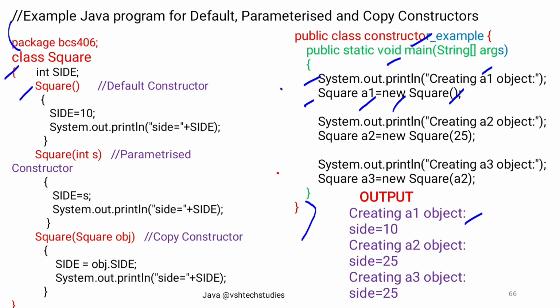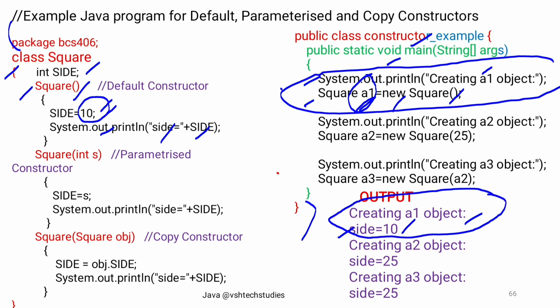So then in the a1 object, whatever data field that is there, side, in the default constructor it is initialized with 10. Side equal to 10 means the data field value of the a1 object is initialized with 10. Then in that constructor one more statement is there. Hence it is going to print "side equal to". So "side equal to" is printed. Then the side value. In that a1 object what is the side value? 10 is printed. So this part of the output is because of these 2 lines.